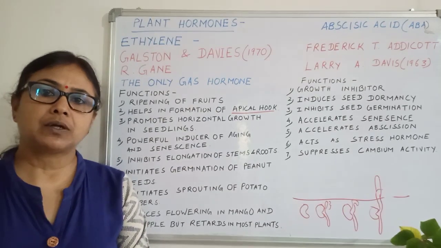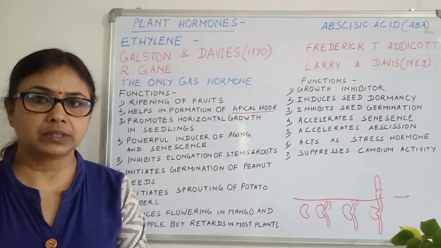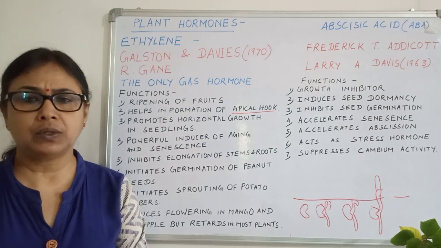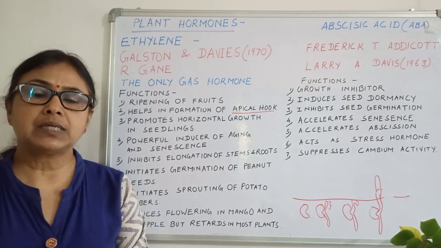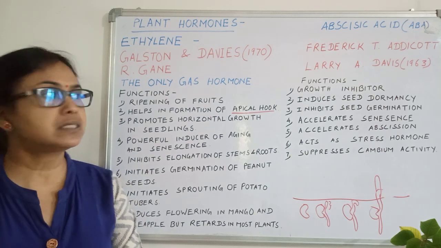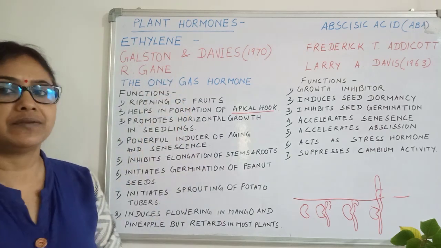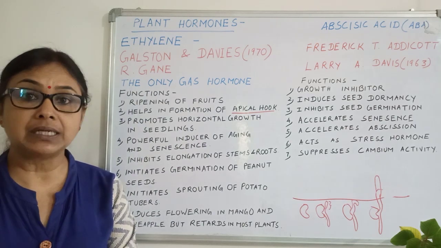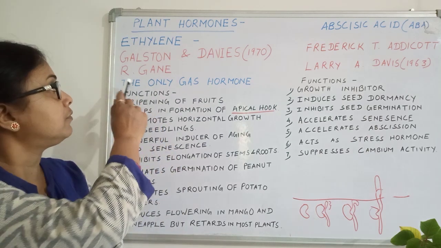The last two plant hormones are also known as the growth inhibitors. Out of these, ethylene is the gaseous hormone, the only gaseous hormone. Ethylene was recognized as a plant growth regulator by two scientists by the name of Galston and Davies in the year 1970, and it was recognized to be ethylene by a scientist by the name of R. Gain.